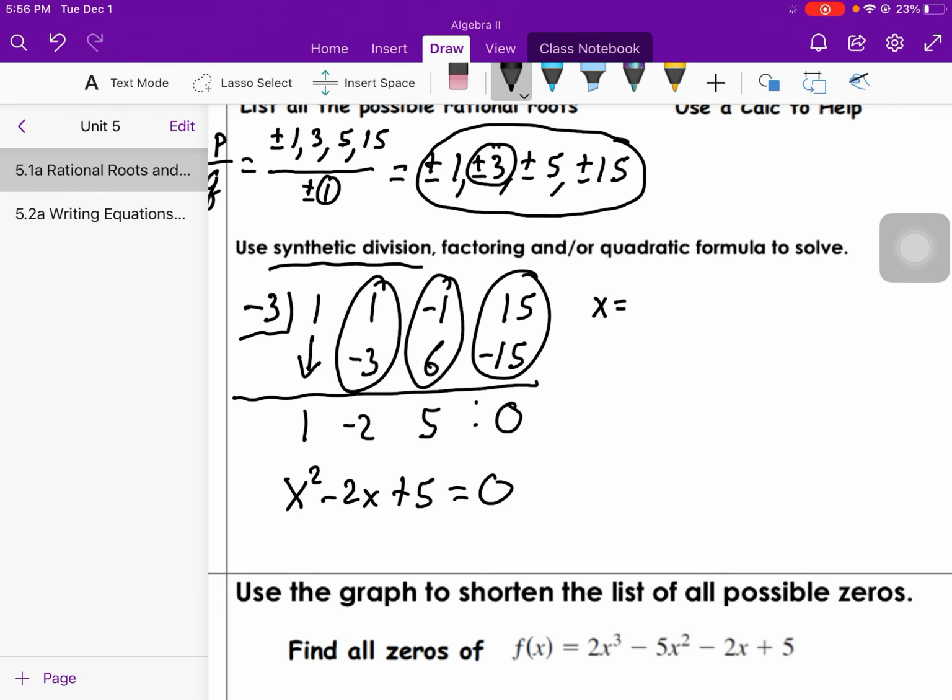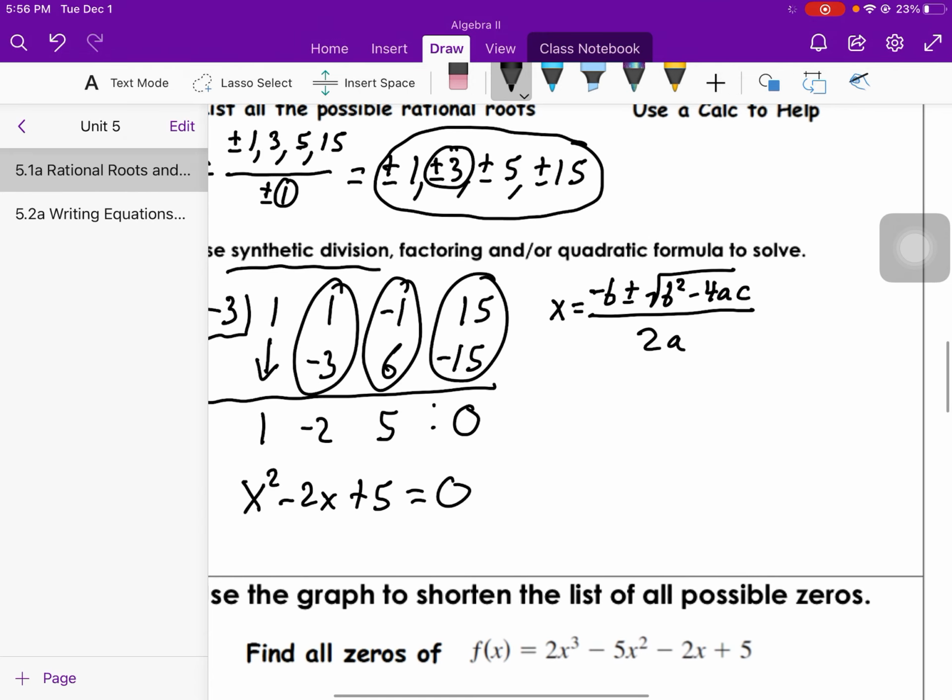So x equals negative b plus or minus the square root of b squared minus 4ac, all over 2a. Okay, so I'm going to do the b squared minus 4ac part first. Negative 2 squared minus 4 times 1, and then c is 5. We get 4 minus 20, which is negative 16.